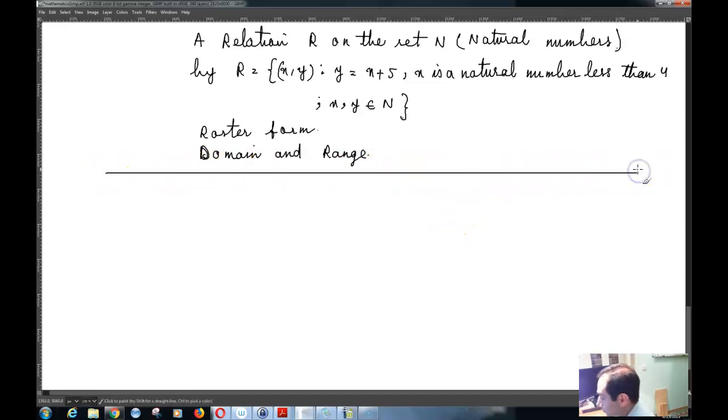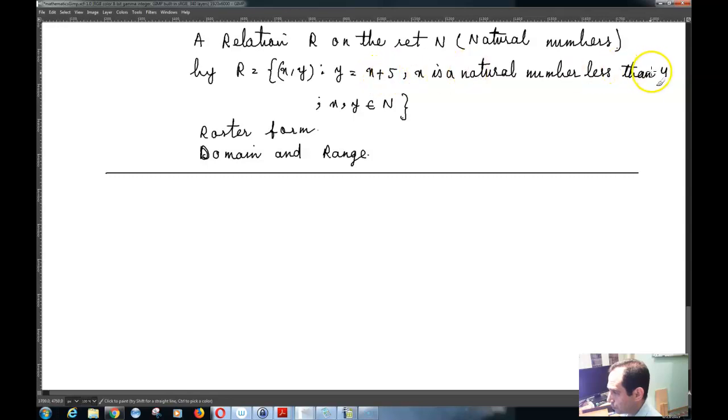Okay, so basically what we want to do is define a relation R on the set N of natural numbers by this rule, which is basically R is equal to all the ordered pairs (x, y) such that y is equal to x plus 5, and x is a natural number less than 4.